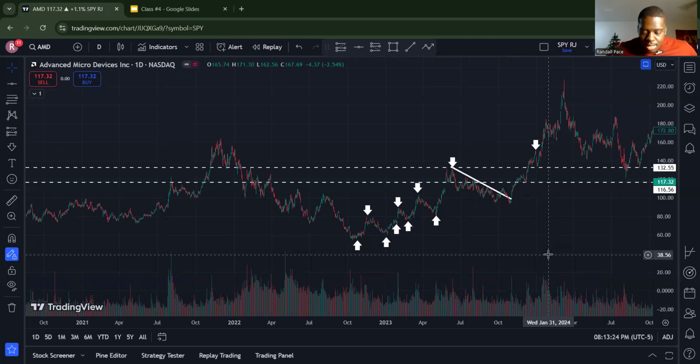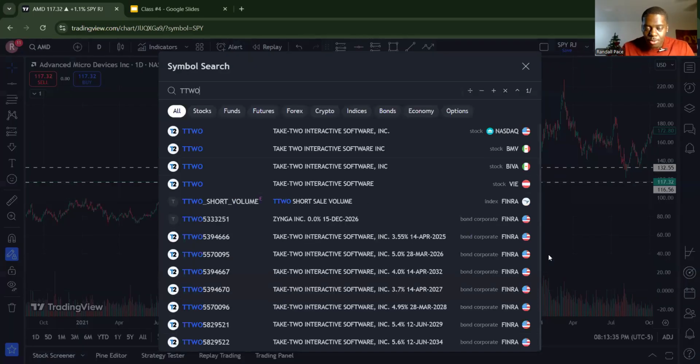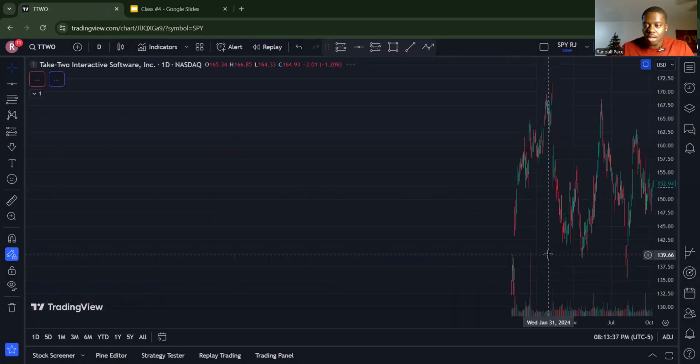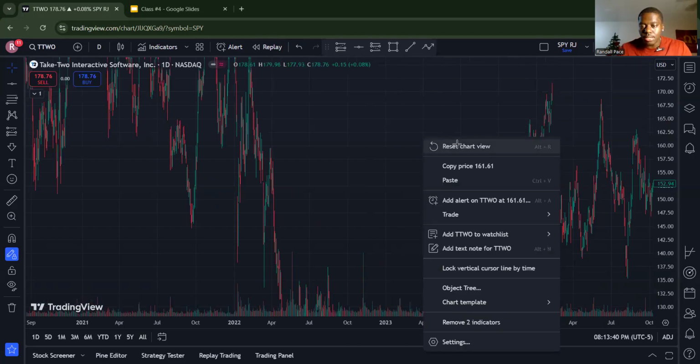Let me think of a stock that had a bull flag lately. Let me see. What had a bull flag lately? This one actually failed. The latest bull flag.